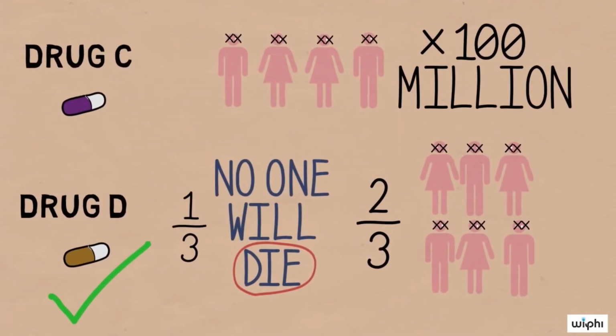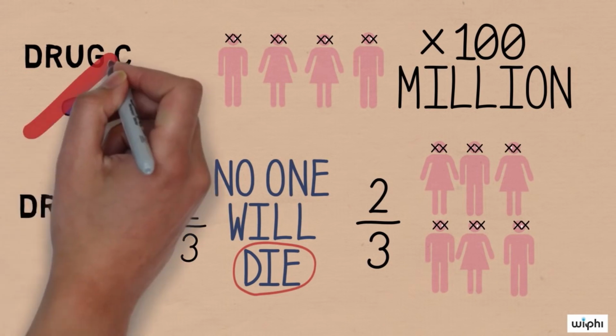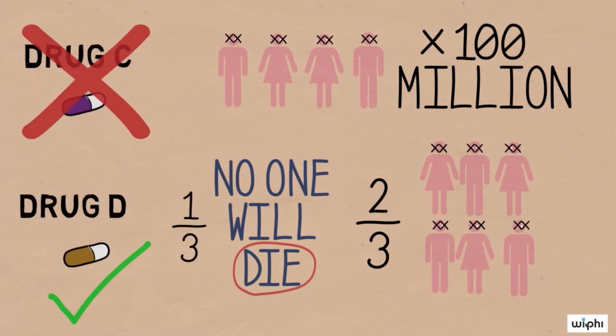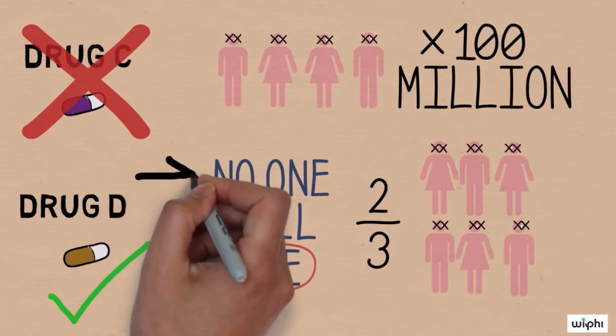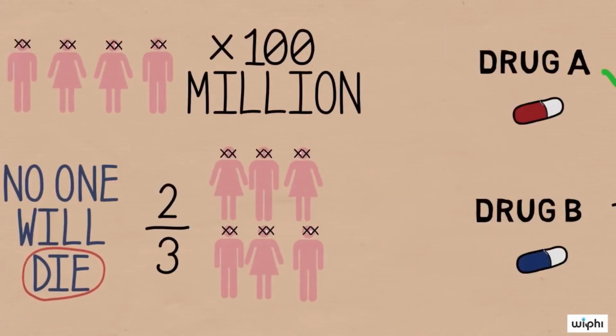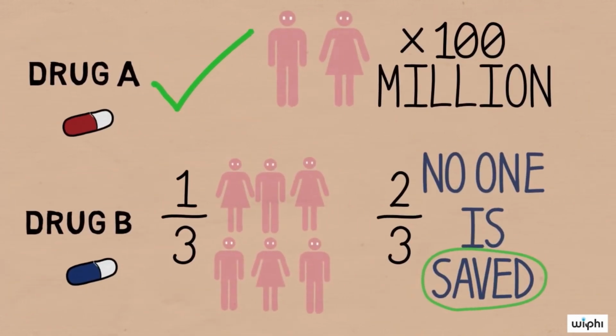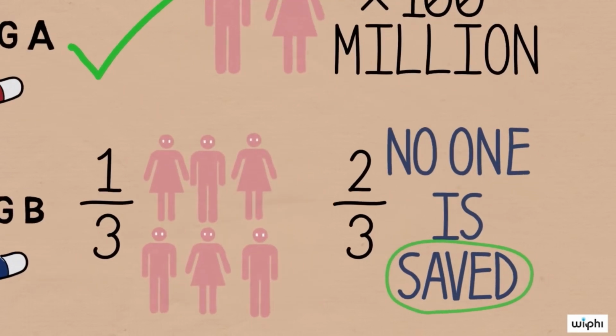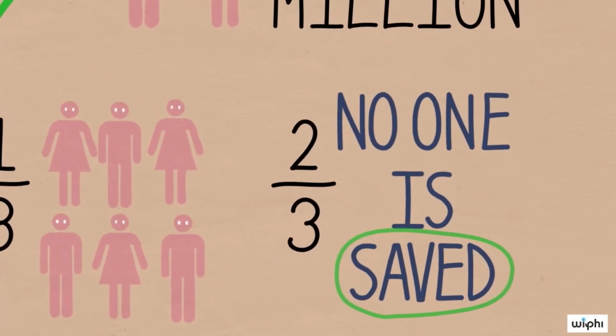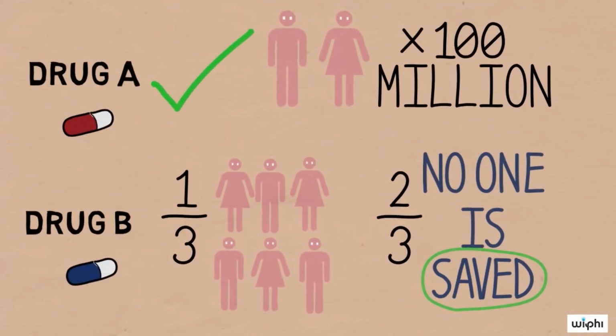Loss aversion causes us to latch onto the fact that drugs C and D involve losing lives. Our aversion to any potential losses causes us to avoid drug C and to go with drug D, which has the chance of not losing anyone. Our loss aversion isn't as activated when we hear about drugs A and B. Both of them involve saving people, so why not go with the safe option, drug A over drug B?